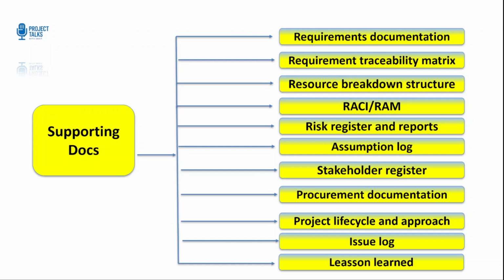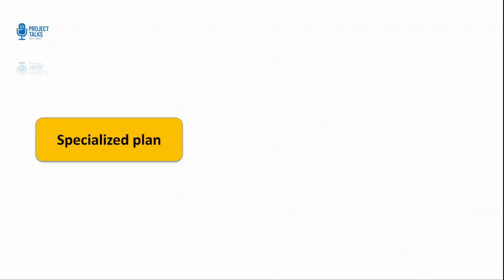So, in summary, these supporting documents collectively ensure that all aspects of the project, from requirements and risk to stakeholders and lessons learned, are documented, tracked, and managed effectively. All right. So now let's talk about something that often gets missed in the initiation phase, the specialized plans.